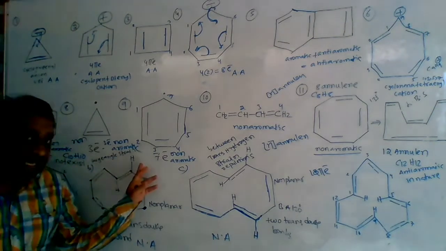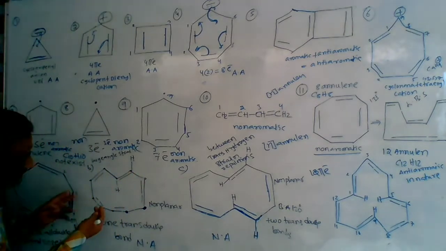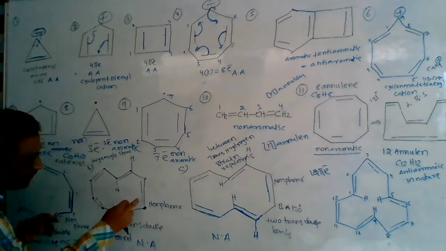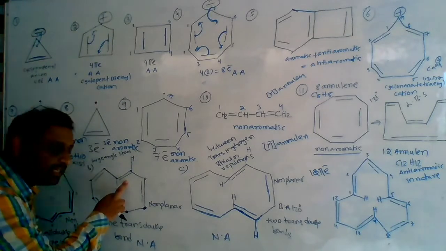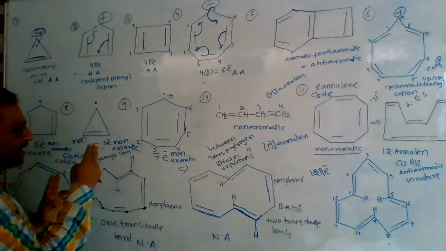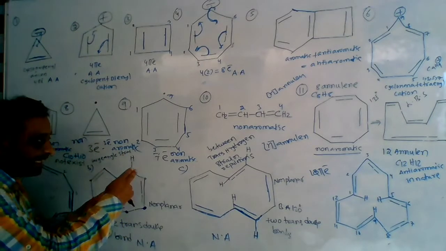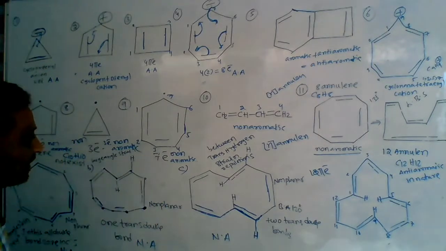And this is the second possible structure of 10 annulene. It has 1, 2, 3, 4 cis bonds and 1 trans bond. Because of large bond angle strain, it has a non-planar structure, so it is a non-aromatic compound.